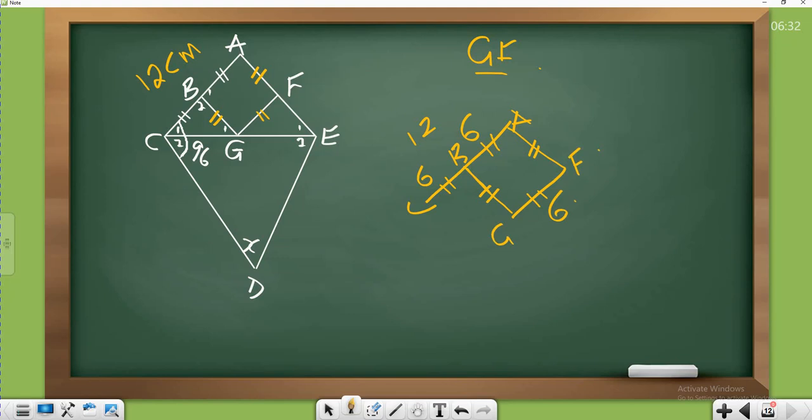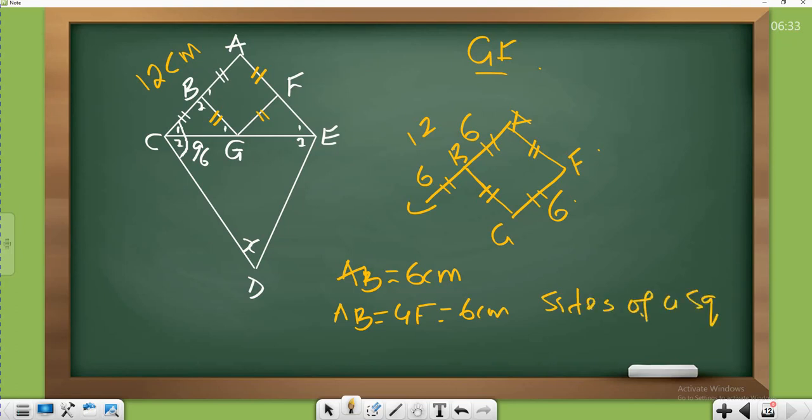All right, so what we will then say, AB equals 6 centimeters, which is half, and AB is equal to GF, which is equal to 6 centimeters. Sides of a square, or you can say opposite sides. Opposite sides of a parallelogram are equal. That's actually more correct. Opposite sides of a parallelogram.